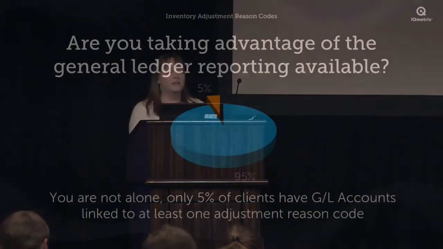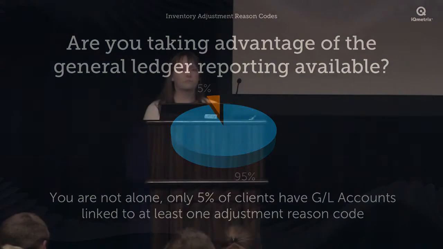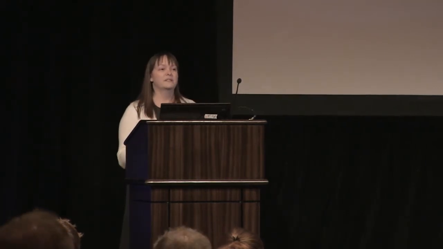Are you taking advantage of the general ledger reporting available? If you're not, you're not alone. Only 5% of our clients have GL accounts linked to at least one adjustment reason code. So, show of hands, how many people in this room are using that feature? Who has a GL account mapped to an inventory adjustment reason code? Quite a few, awesome. You guys are ahead of the game. I think the statistic is so low just because many people don't know about this feature. It's, again, a fairly new feature, and still a lot of people don't know it's there yet.